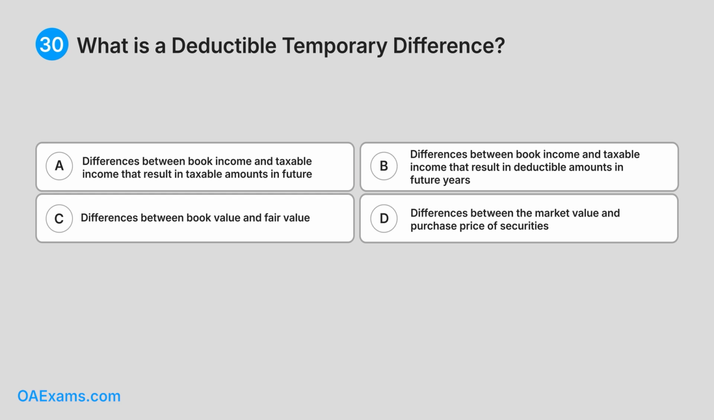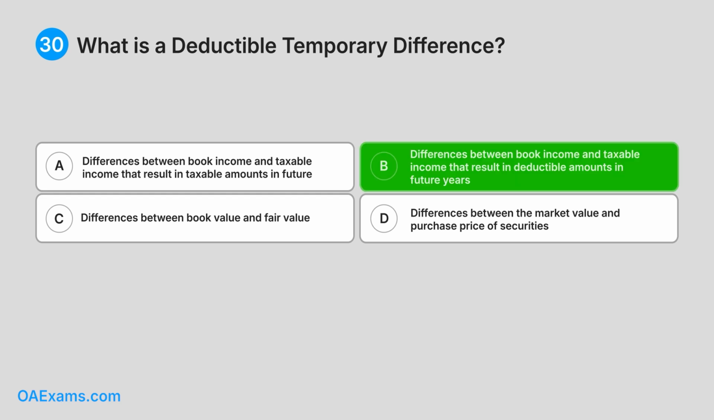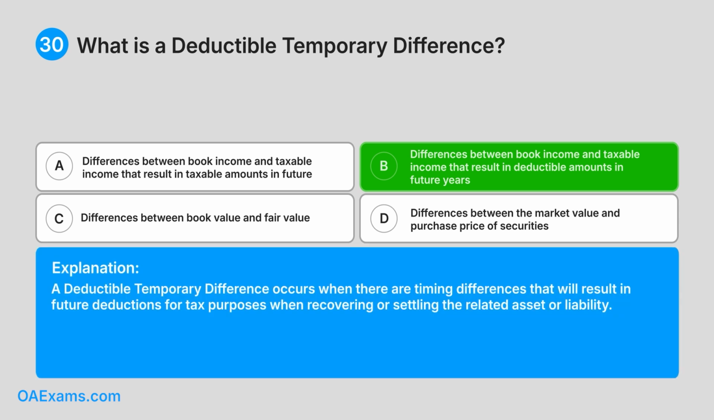Correct answer. B. Differences between book income and taxable income that result in deductible amounts in future years. Explanation. A deductible temporary difference occurs when there are timing differences that will result in future deductions for tax purposes when recovering or settling the related asset or liability.